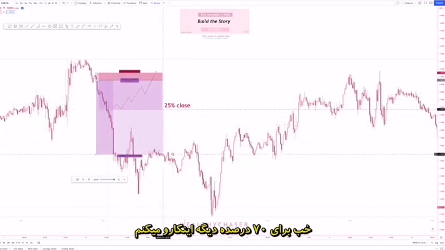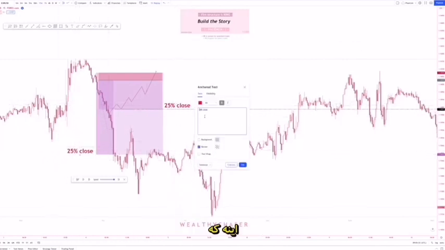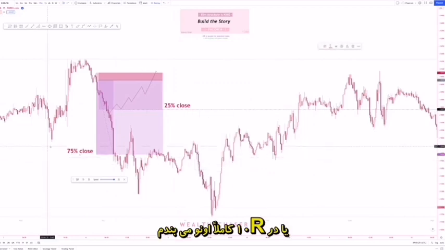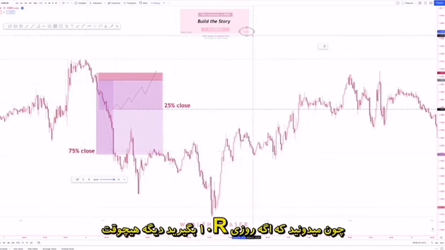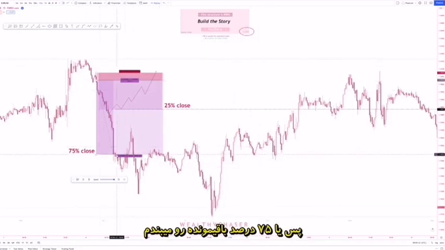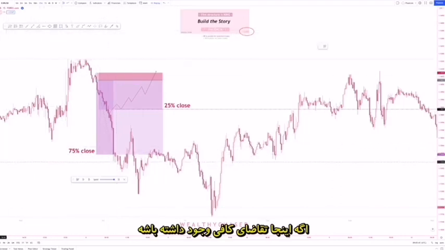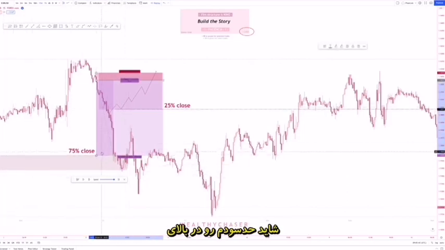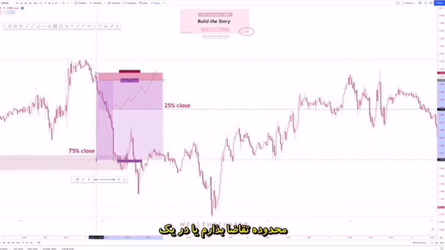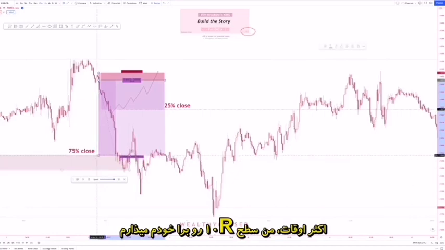So what I'll tend to do next for the other 75%, is I either completely close it at 10R, because 10R a day keeps the debt away. Yeah, so I either close the other 75% at 10R, or if there is a significant demand here, I may put my take profit at the top of the demand or to a specific refined sell to buy, okay? But normally, the majority of the times, I tend to put 10R.